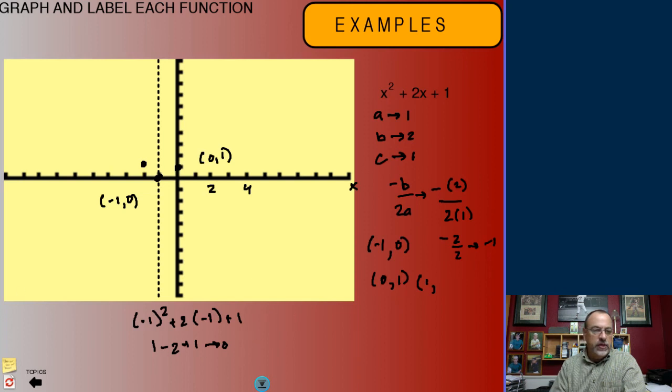So I'm going to choose 1 and substitute it into the expression to find its corresponding y-coordinate. So this is 1 squared plus 2 times 1 plus 1. So it's 1 plus 2 plus 1, which is 4. So an x value of 1 produces a y value of 4.